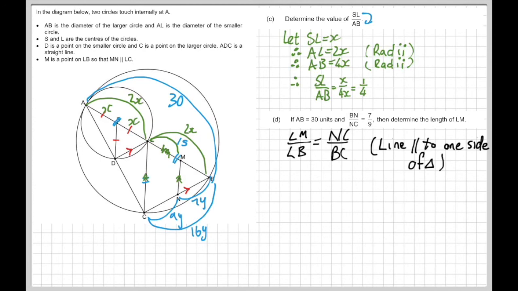If I substitute in, LB is 15, NC is 9Y and BC is 16Y. The Y's divide away, fantastic, which means I'm going to get an actual value. Therefore I multiply by the 15 on both sides, and LM is 135 over 16. And you can find a value for that. I'm not going to worry too much because I've got a length, and therefore I've answered the question.